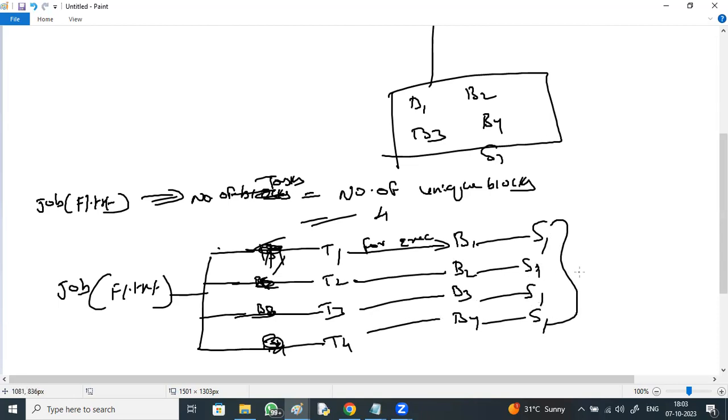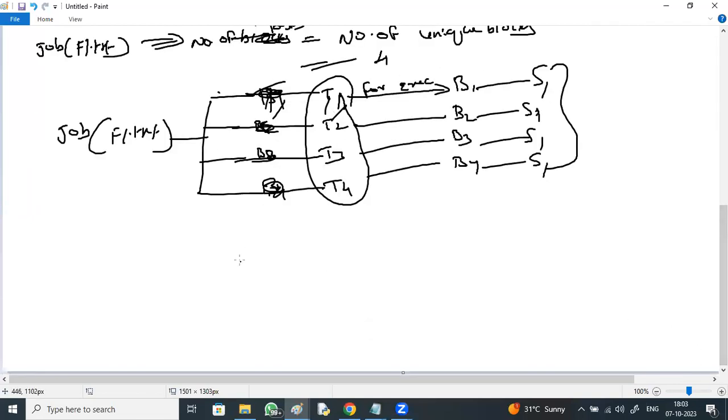All these four tasks are executed by a single slave sequentially. T1, next T2, T3, T4. Yes, all these four tasks are executed by the same slave sequentially. So if you observe this, in case 1, four tasks, four slaves, nothing is in the waiting state.